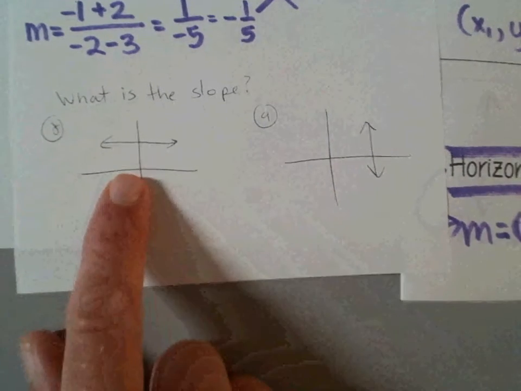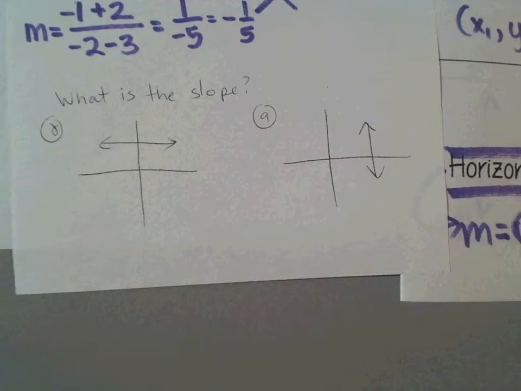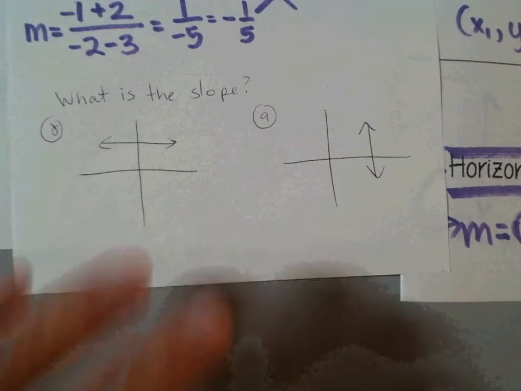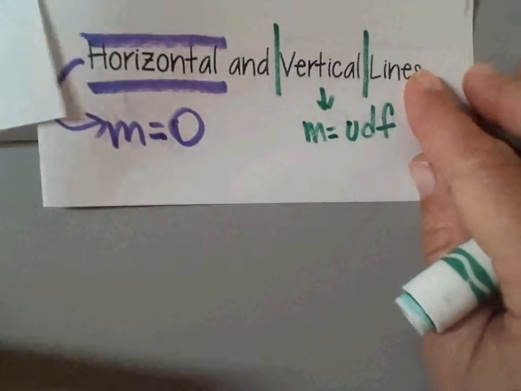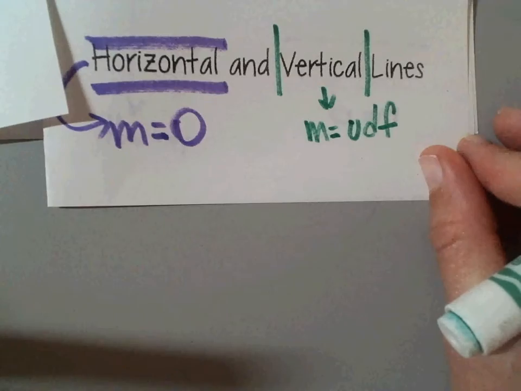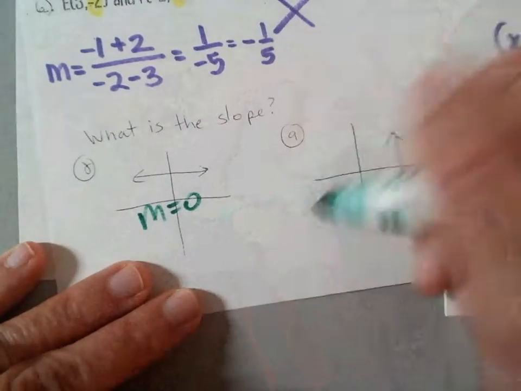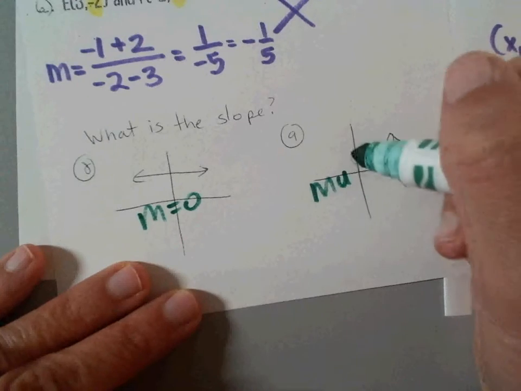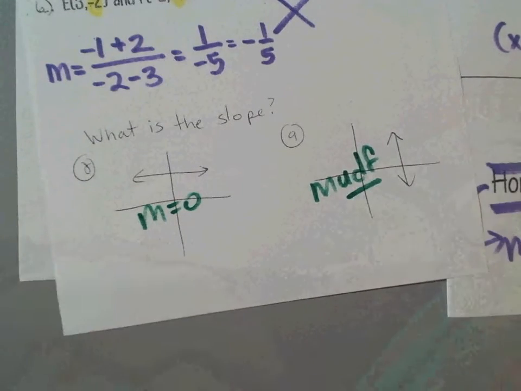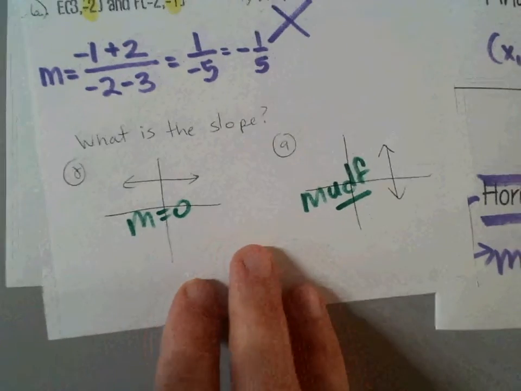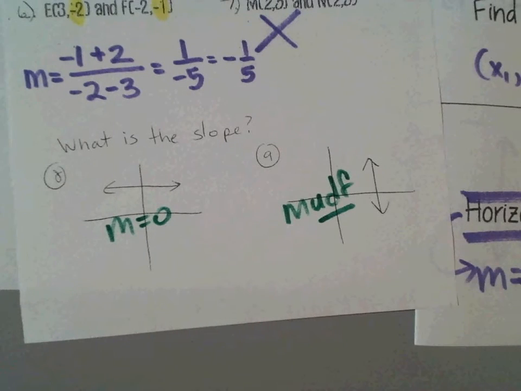These, you just have to memorize. What's the slope? So if it's a line that's horizontal, your slope is 0. If you forget, it's right here in your notebook. See how we have horizontal as 0? And then the other one is vertical, which means your slope is undefined. UDF.